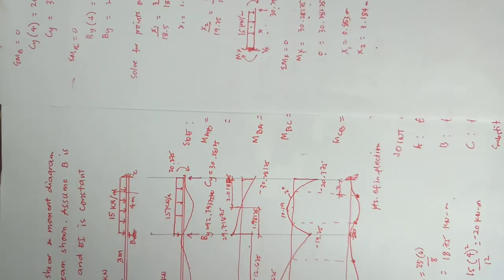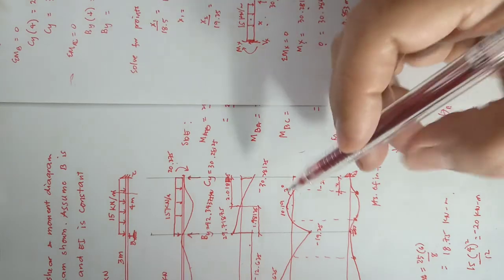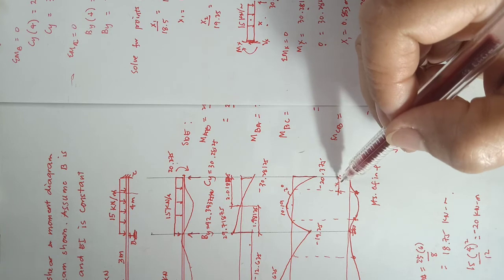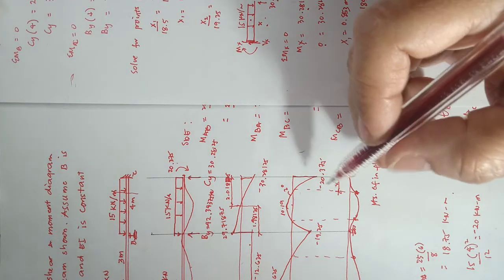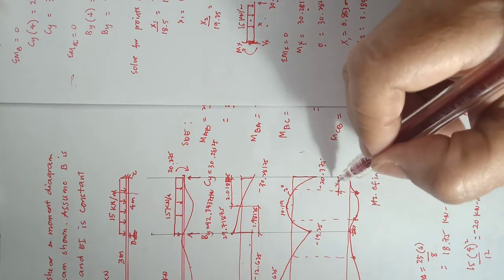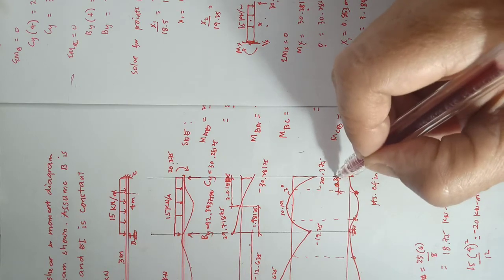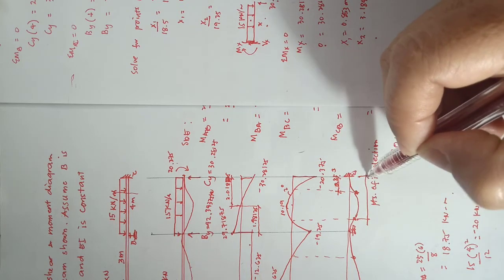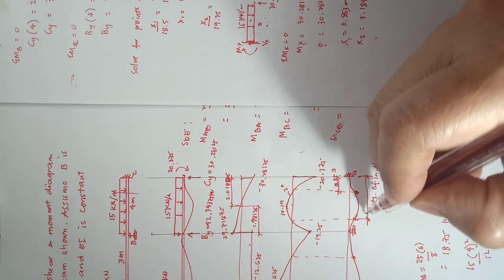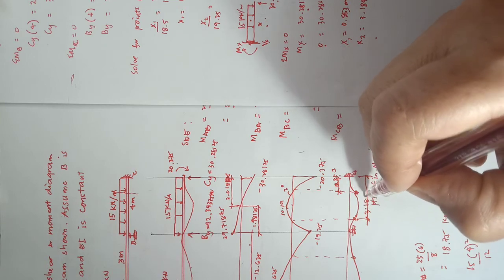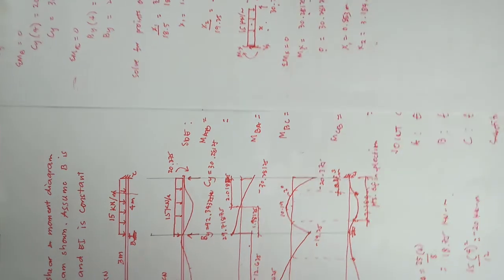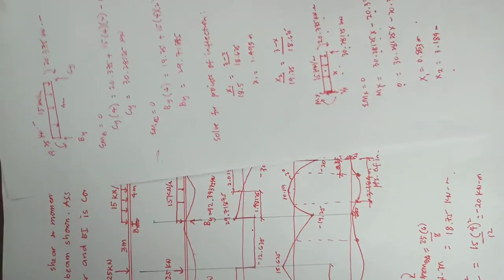So as you can see in your elastic curve, okay, there are two points. So this one here is 0.853. So this will be 0.853, and this one over there is 3.184 meters. Okay, so that is your location of your points of inflection.